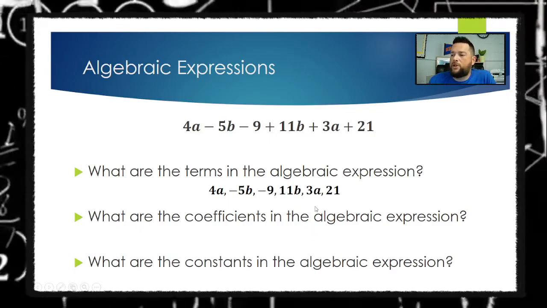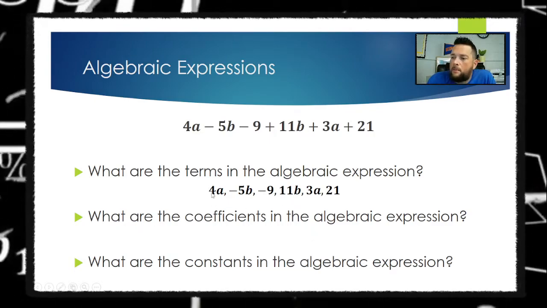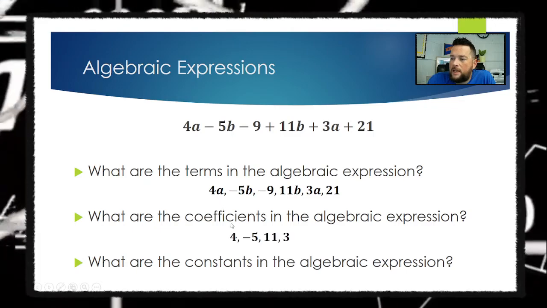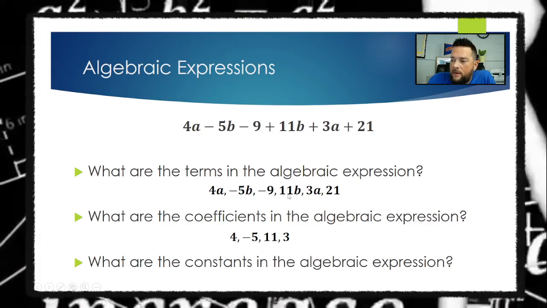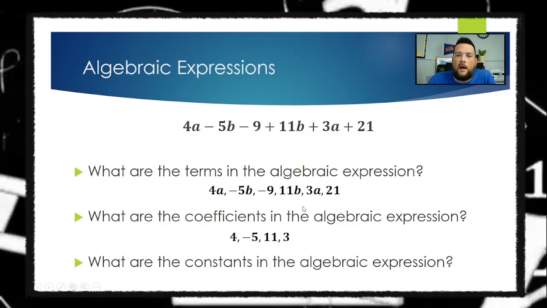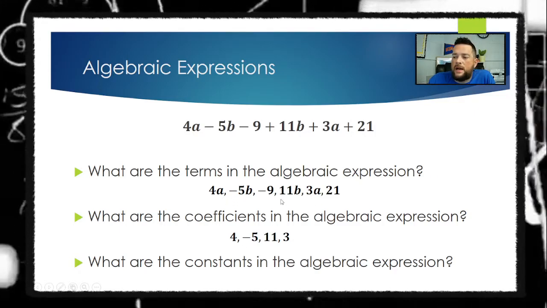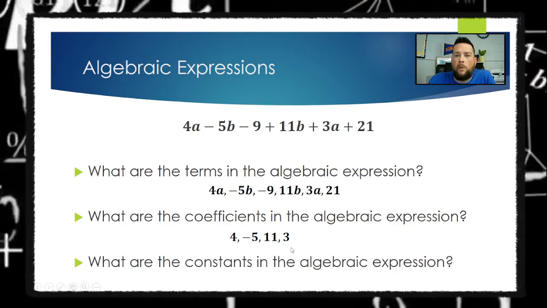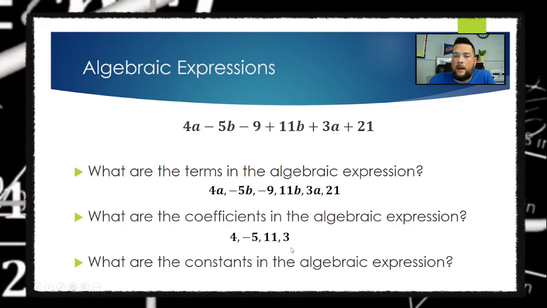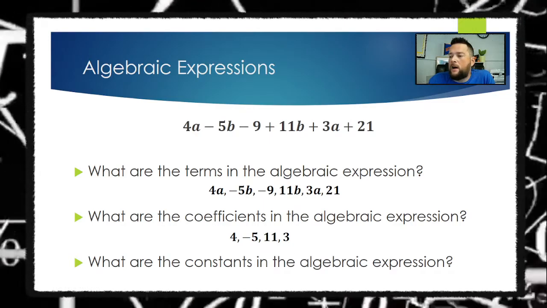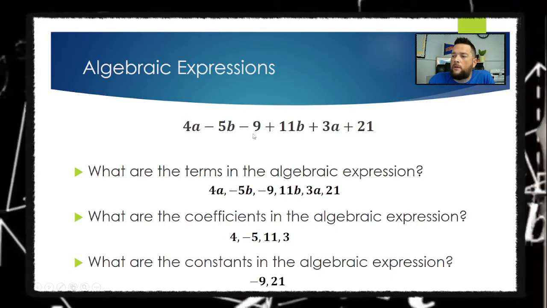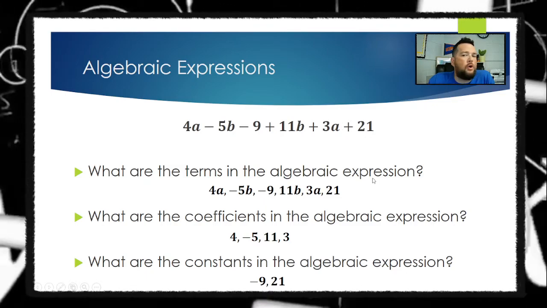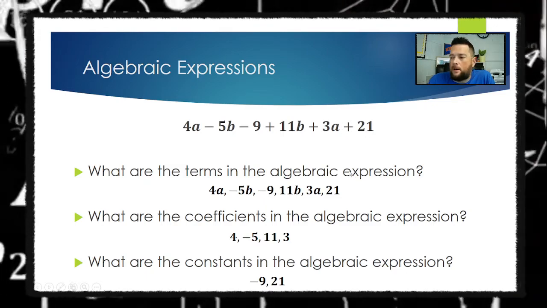Now then, what are the coefficients? The coefficients are going to be the numbers that are attached to the variable. So in this case, we have 4, we have negative 5, we have 11, and we have 3. Those are the coefficients, the numbers that are attached to the variable, signifying that we are multiplying that variable by that number. And then finally, the constants in this expression are negative 9 and 21. They're constants because there's no variables attached to them.